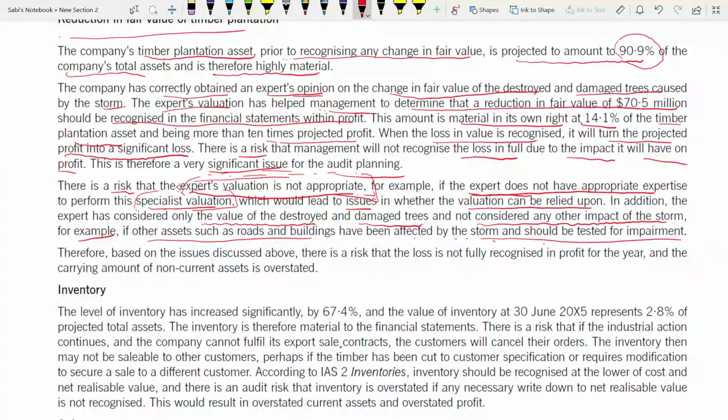They didn't value this. Therefore, based on the issues discussed above, there's a risk that the loss is not fully recognized in profit for the year and the carrying amount of the non-current asset is overstated. You're showing a higher asset.